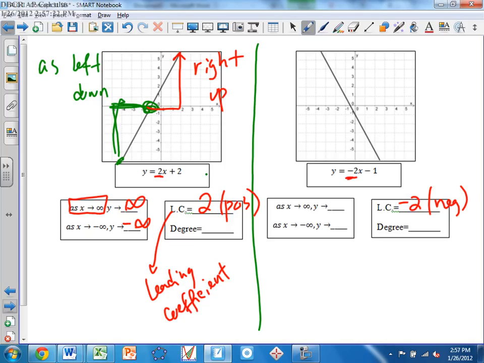If there's no exponent here, what is the exponent really? 1. There's really a 1 right here, okay? There's really a 1 right here. The degree is the highest exponent. That's all it is. So the highest exponent is a 1 in this one.